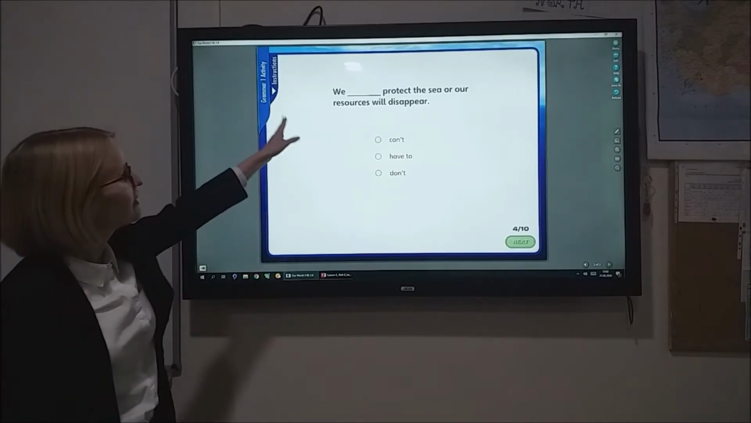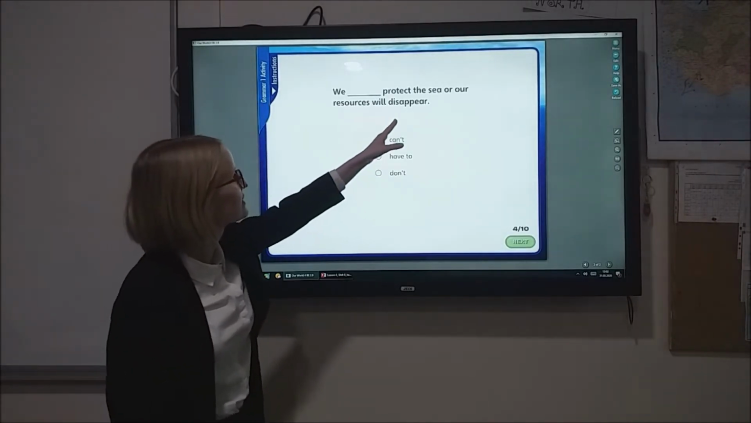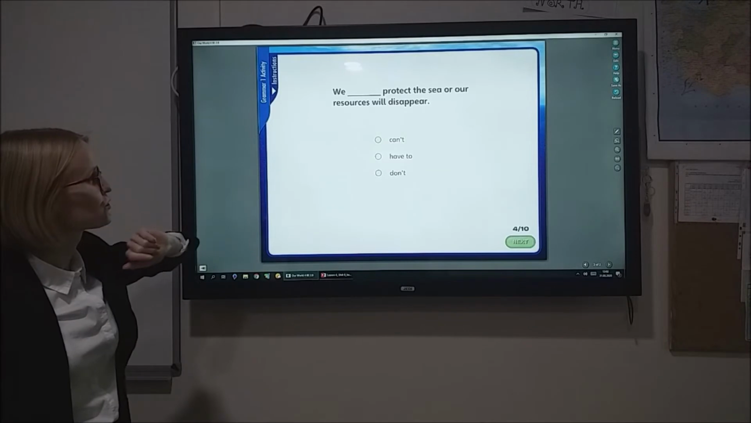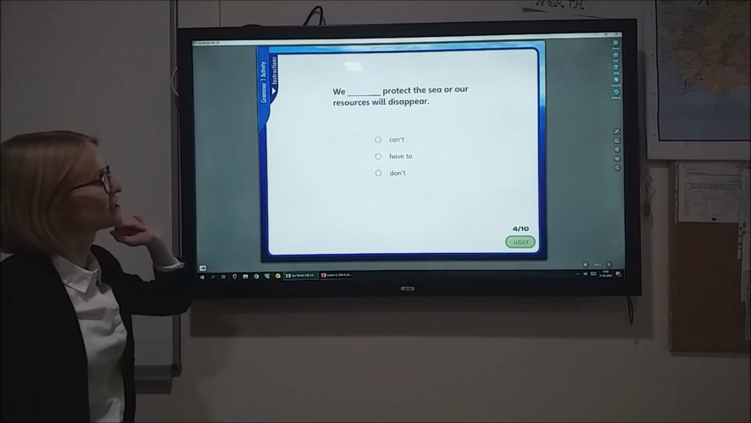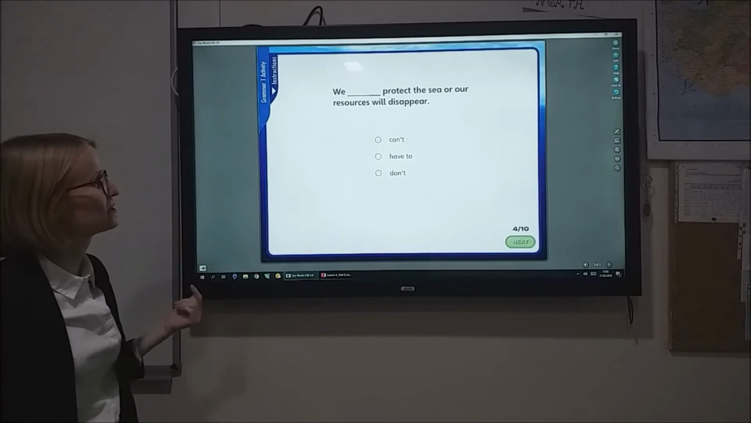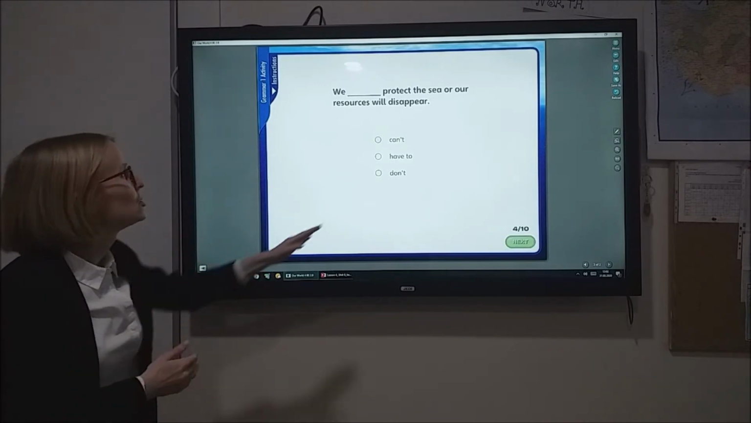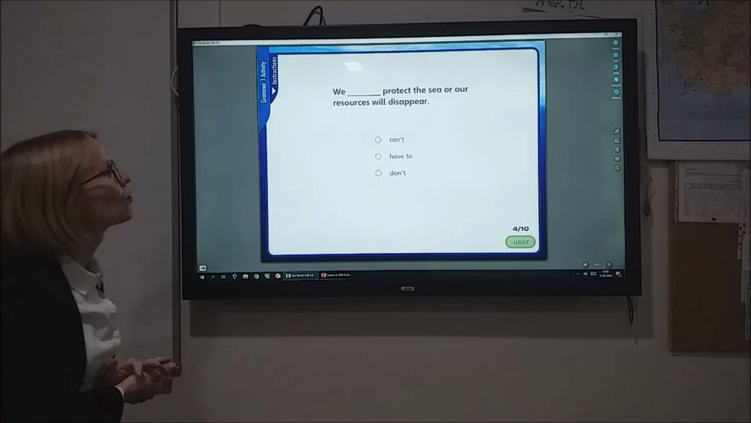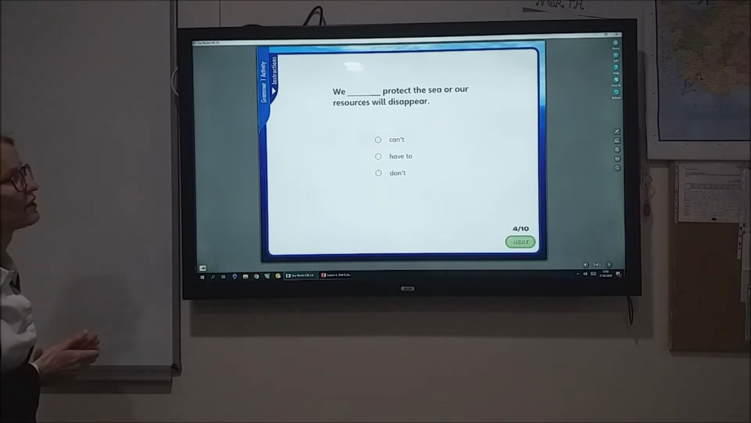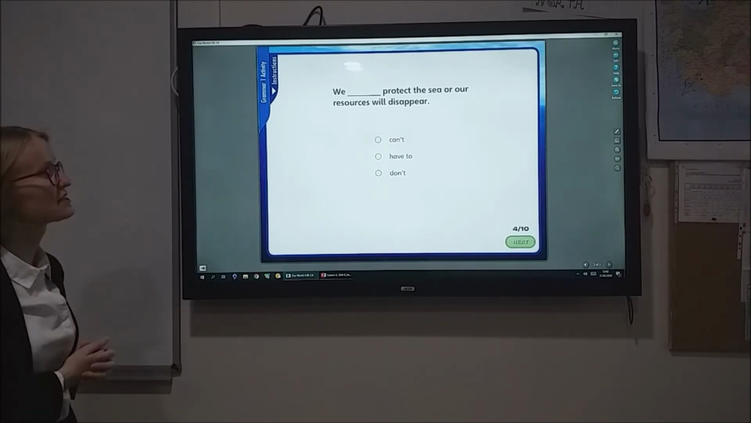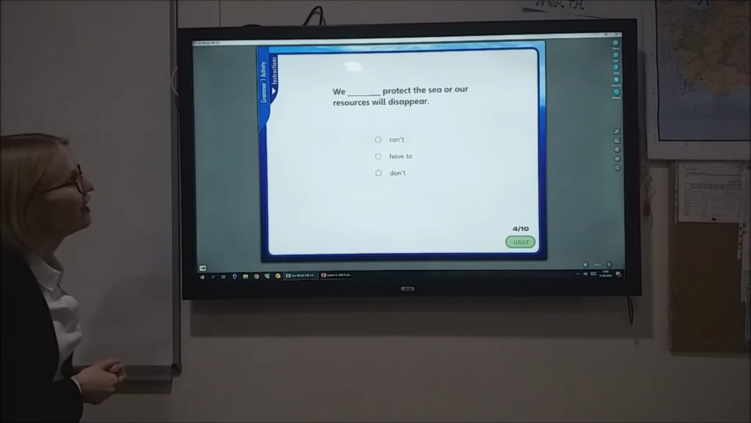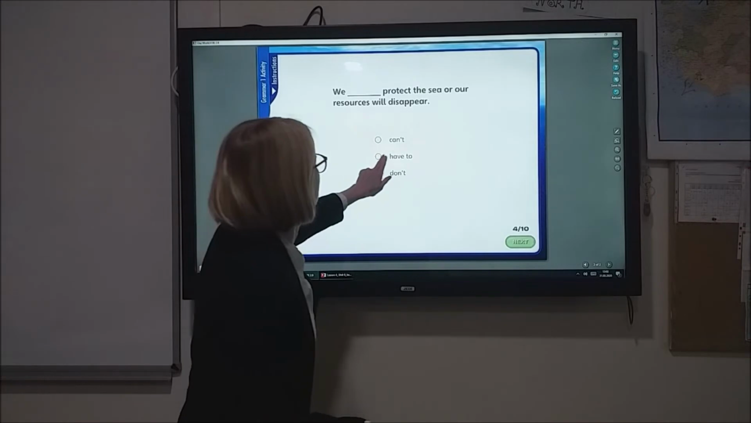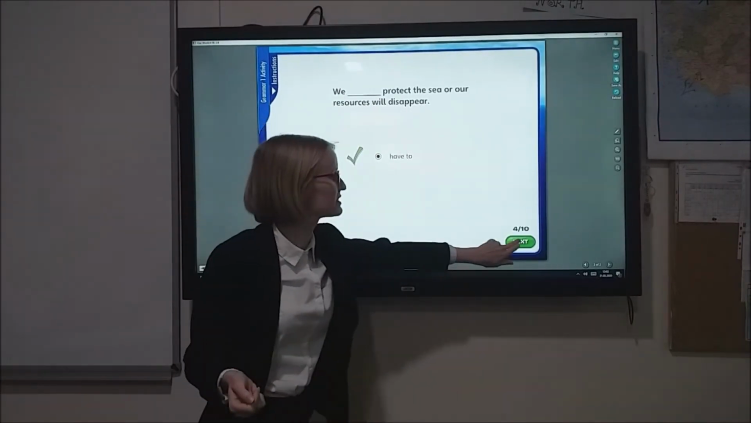Number 4. We can't protect the sea, or our resources will disappear. We have to protect the sea, or our resources will disappear. Or we don't protect the sea, or our resources will disappear. Your answer? Think. We have to protect the sea.